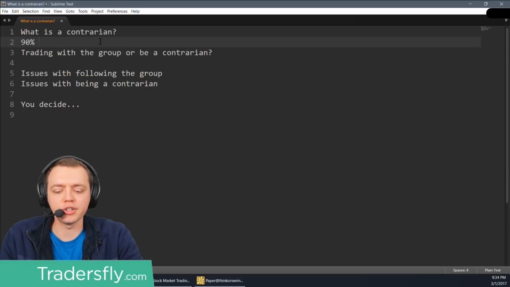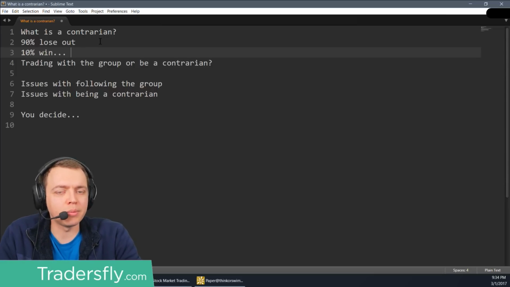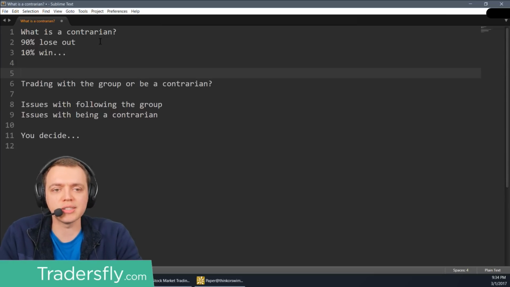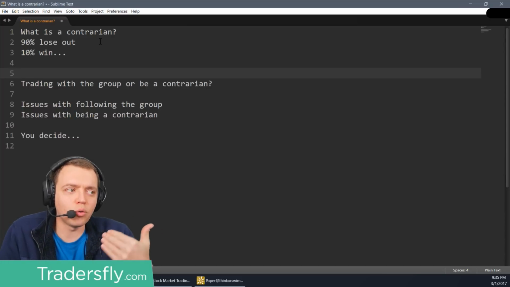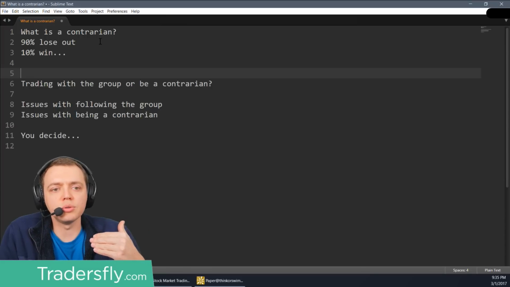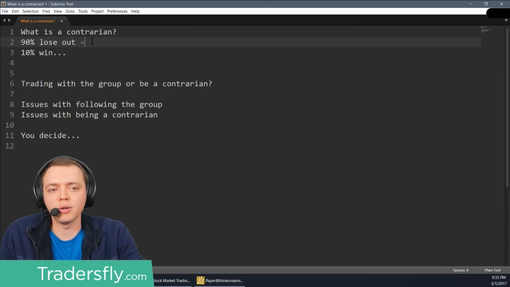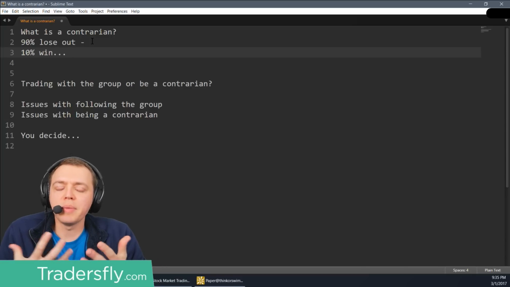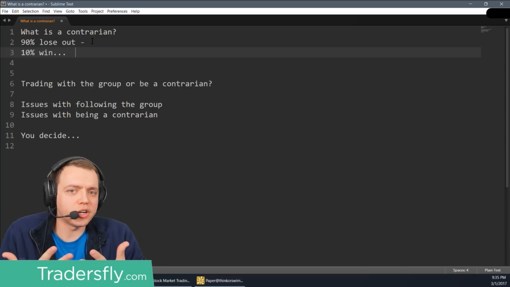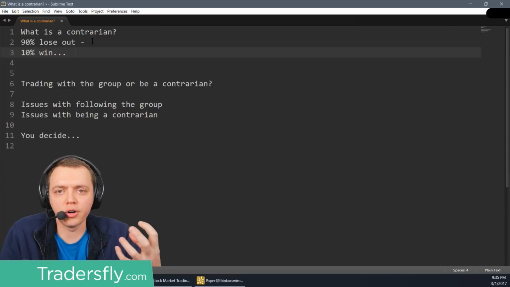90% of traders actually lose out and only 10% actually win, and by win I mean they are profitable in the markets. I'm not saying they don't ever lose. I'm saying they're consistently in the game, able to make money time and time again for the long haul. So if 90% lose out and only 10% actually win in the markets, doesn't it make sense to be a contrarian? Well, what is a contrarian? Contrarian really just means you go opposite of the group or the herd mentality.